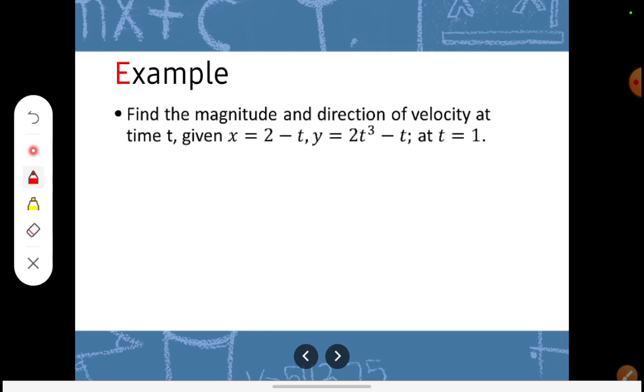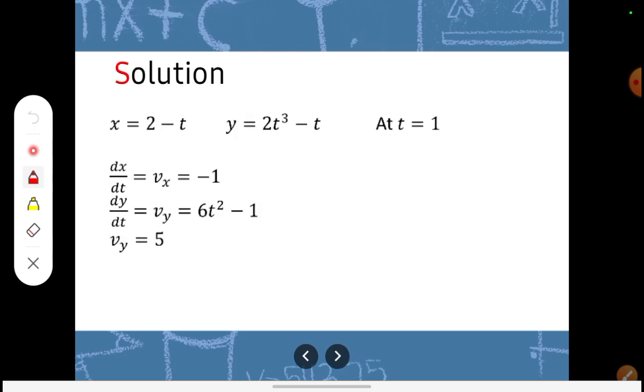In our example, we need to find the magnitude and direction of velocity at time t, given that x is equal to 2 minus t, and y is equal to 2t cubed minus t, at t equals 1. So we will have the given written. x equals 2 minus t. We need to get the derivative of the equation x. The derivative of 2 minus t is equal to negative 1. So this will serve as our value for v sub x.